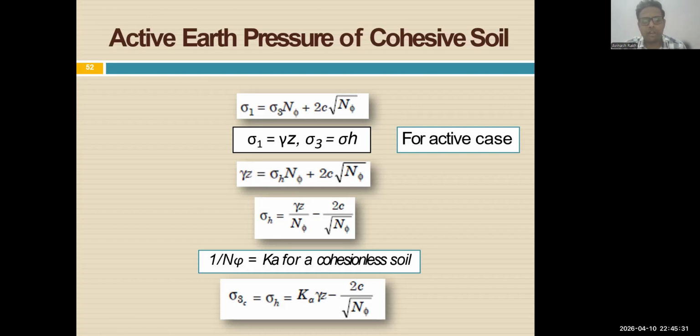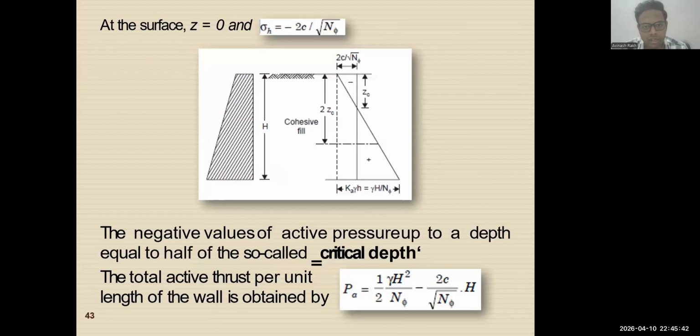So 1 by N phi equals Ka for cohesionless soil. Sigma 3c equals sigma h equals Ka gamma z minus 2c upon root of N phi. So this is the condition for the active earth pressure, where at the surface z equals 0 and sigma h equals minus 2c upon root of N phi. This is the diagram shown for the cohesive fill with a height of H.